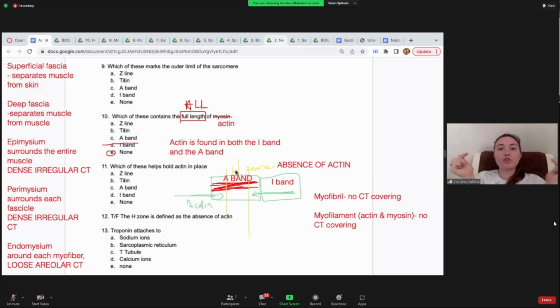When the actin moves towards the center, right, the H zone or the absence of actin disappears. The I band is not the full length of actin because some actin is in the A band. Does that make it more clear? The myosin is the full length of the A band, right? The A band has myosin along the full length because this red that I drew here, I should have done it in red, but this red guy right here, that would be myosin.